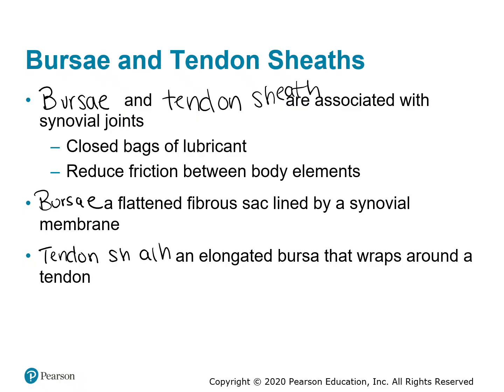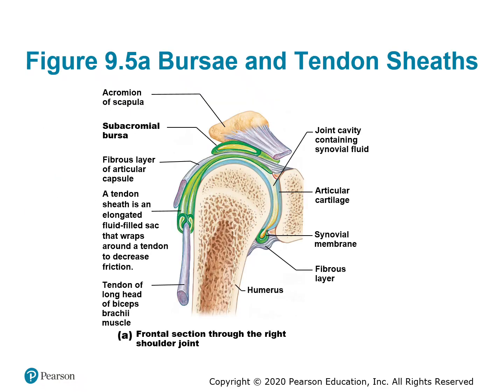S-H-E-A-T-H. I tried. It doesn't want it, but you get it. It's this word, sheath. And that's what they look like. Okay. Tendon sheath, just a long bursa. And the bursa just sits right between two bones, kind of acts like a pillow to cushion those bones.